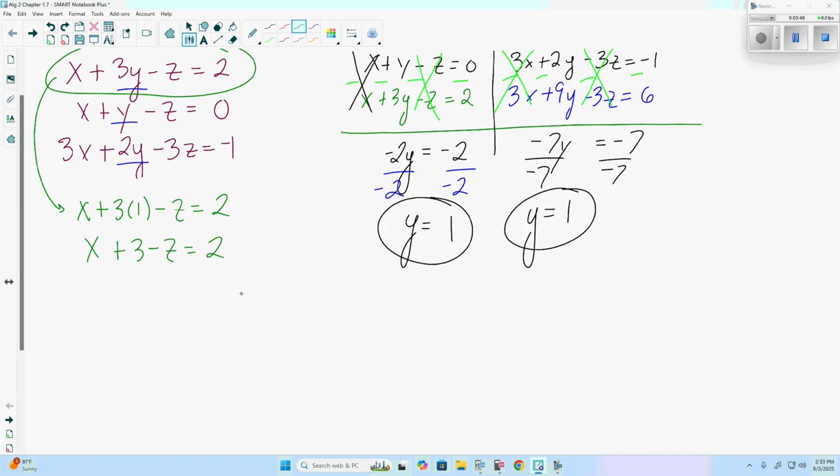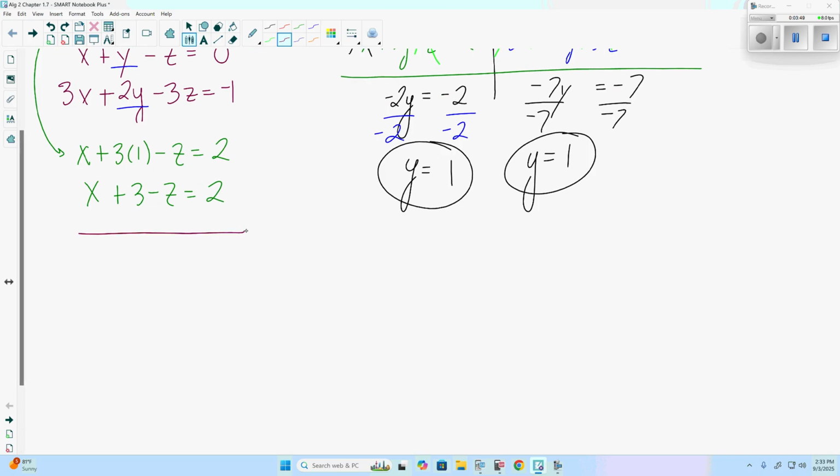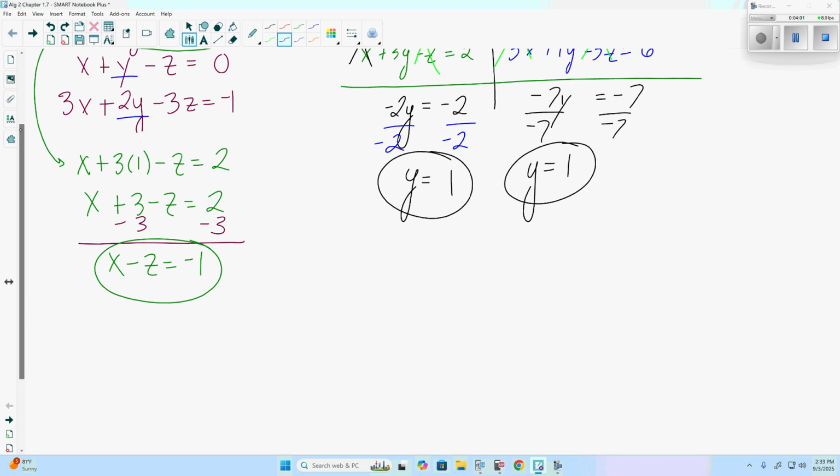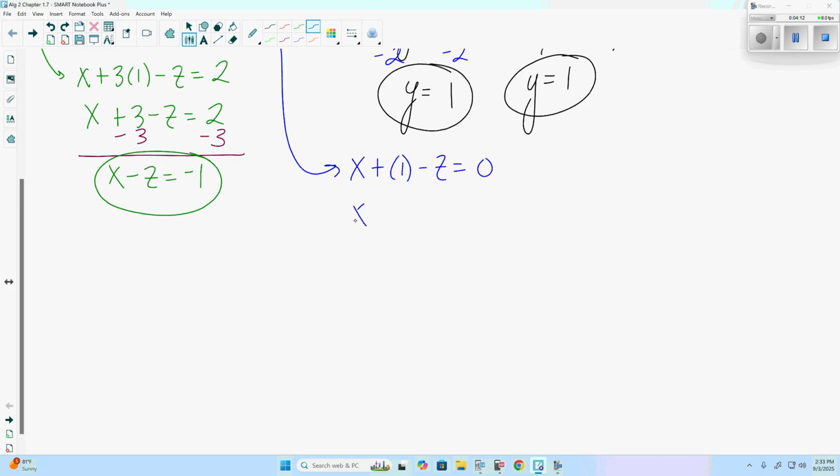Okay. I'm going to get x and z by themselves. Minus x minus z is equal to -1. Okay. There's one of the equations. This will make sense in a minute. I'm going to take the second equation and plug in the fact that y is 1. And when I do it for the middle equation, we get x plus 1 minus z is equal to 0. Again, get x and z by themselves, and it tells me that x minus z is equal to -1, yes?